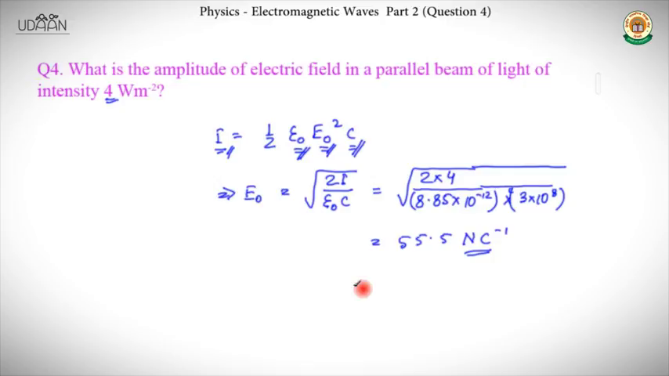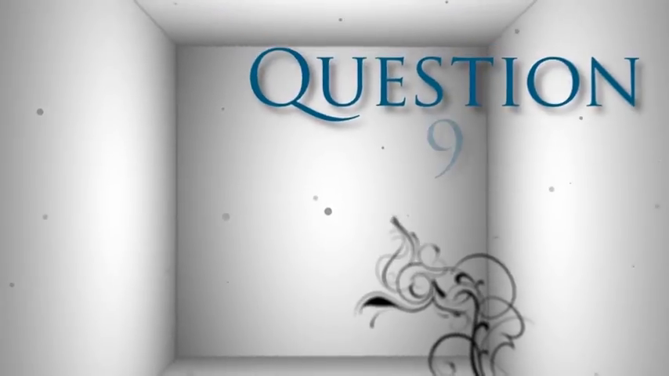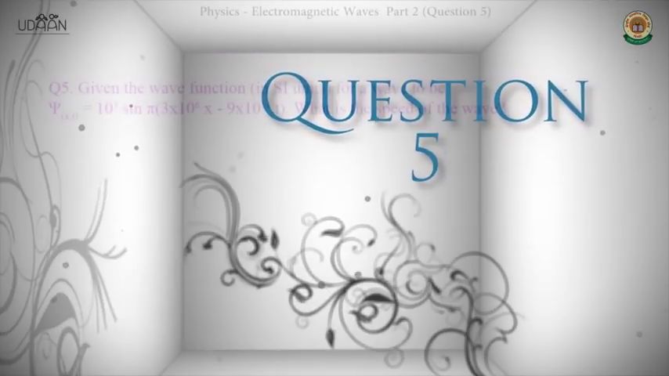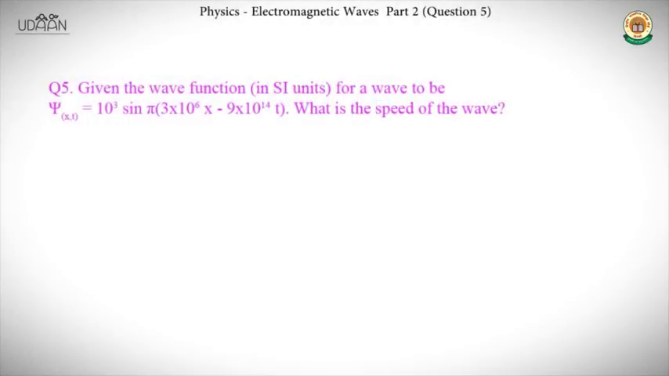So another simple question. We'll move to the next question now. Question number 5. Given the wave function in SI units, that is, for a wave to be 10 to the power 3 sine pi 3 into 10 to the power 6 x minus 9 into 10 to the power 14 t, what is the speed of the wave?